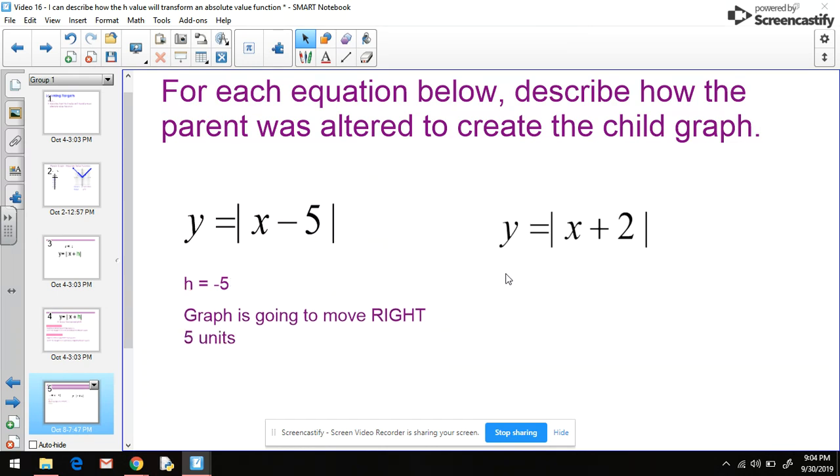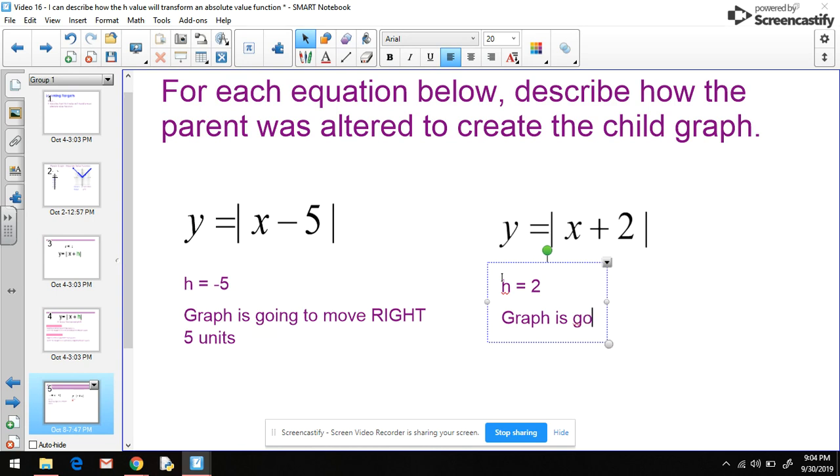Then here, if I look over here, again, I see an h value. This time I see an h value of 2. So I have h is equal to 2. Because I have an h value, I know that it's a horizontal movement. So the graph is going to move. Then I think, okay, it's a positive 2. H values move the opposite of what I expect. So I'm going to move in the negative x direction, which is left 2 units.